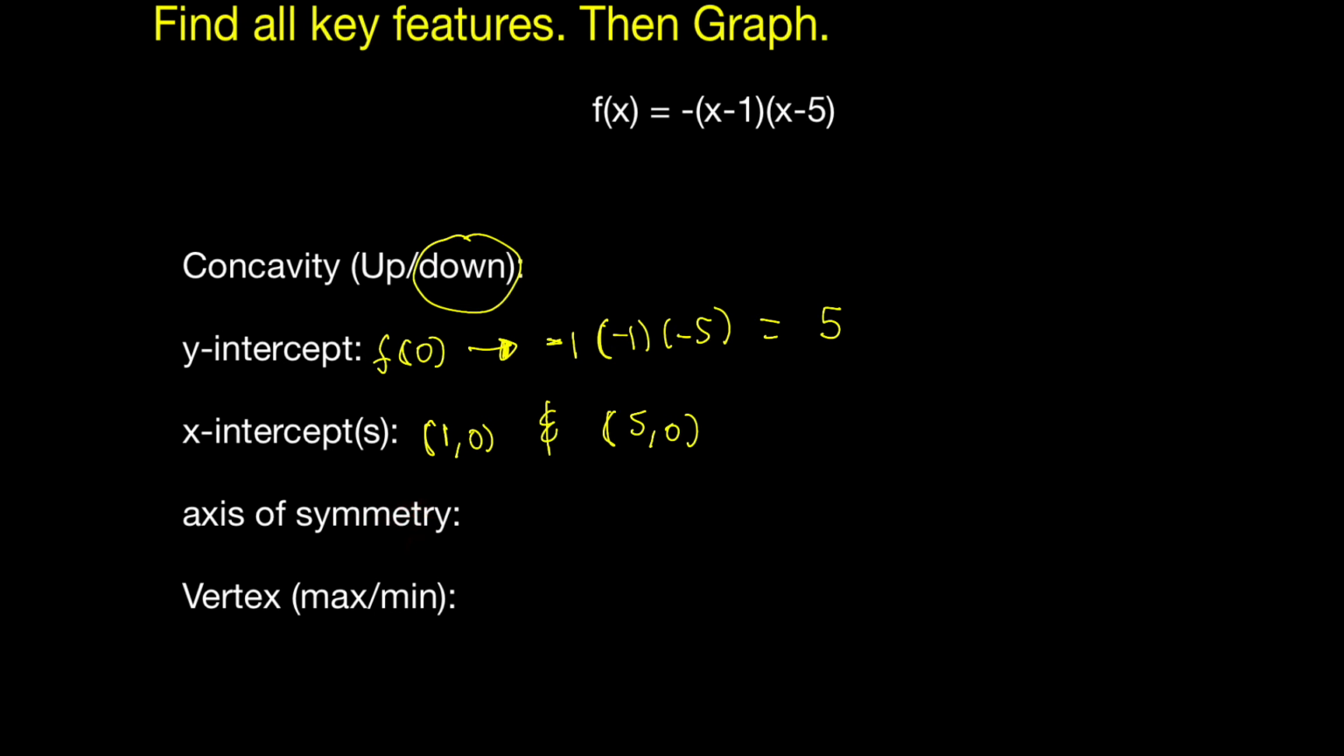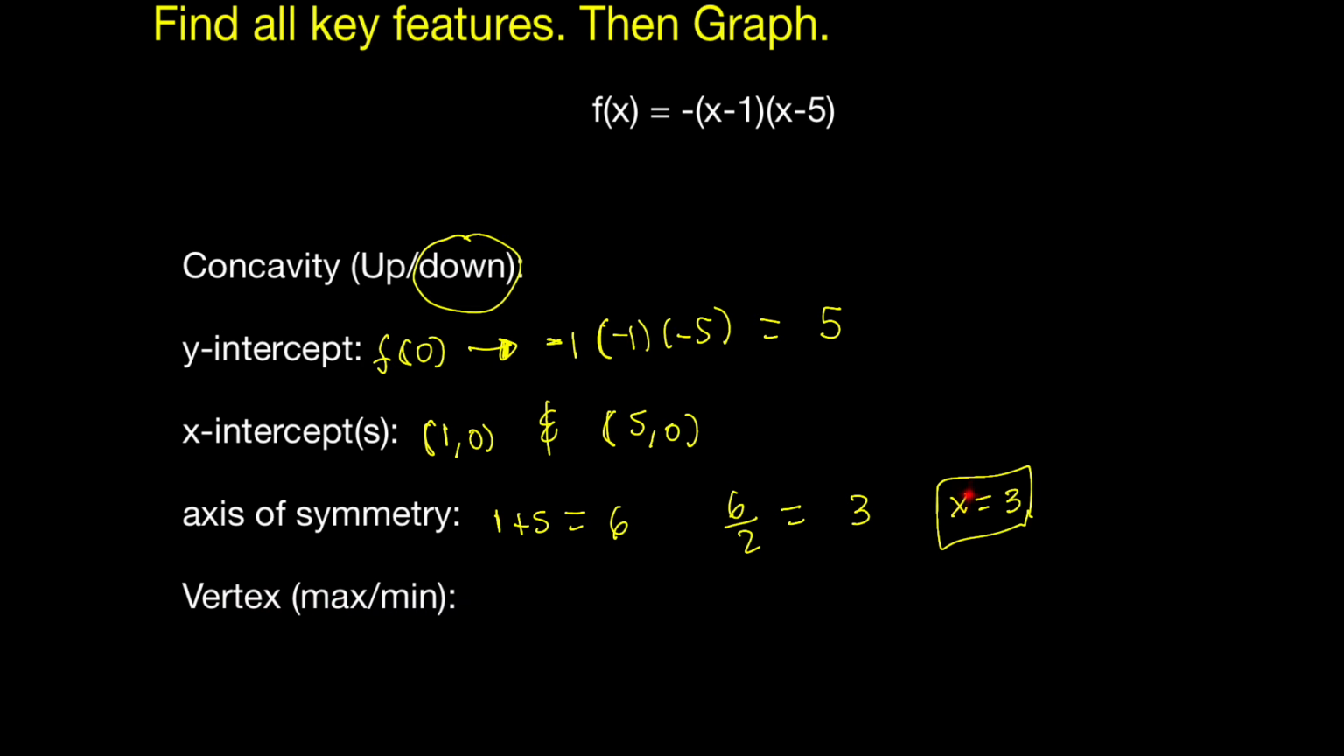To get the axis of symmetry, we're going to add the x-intercepts together. So we're going to get 1 and add it with 5, we're going to get 6. After that, we're going to divide by 2 since we want to get the average. And again, we're always dividing by 2 since we're getting the average of two quantities. And 6 divided by 2 is going to give us 3. So the axis of symmetry is the line x equal to 3.